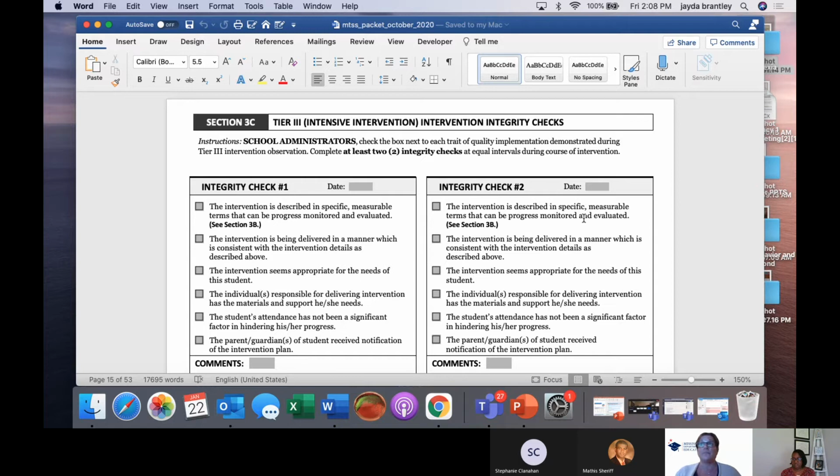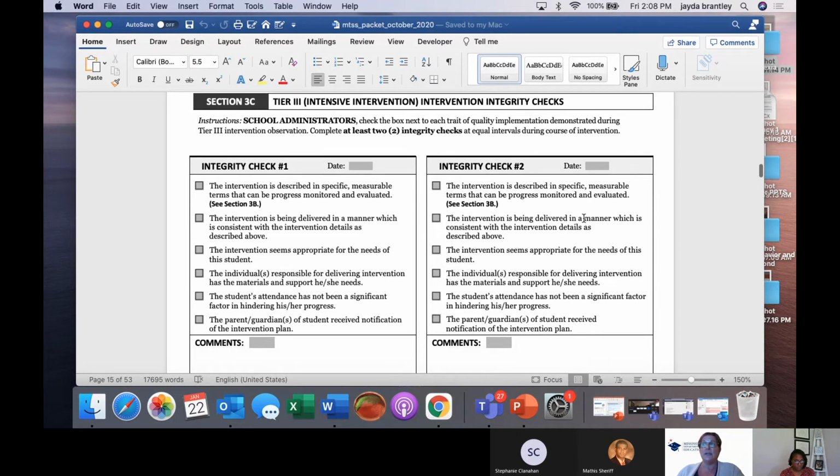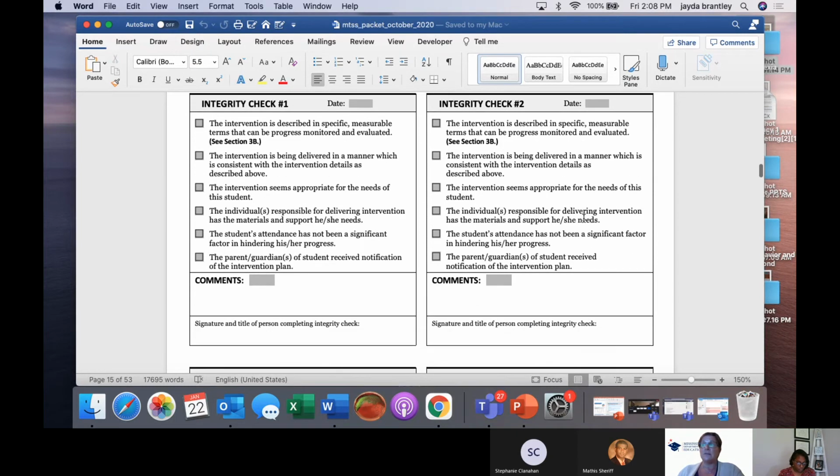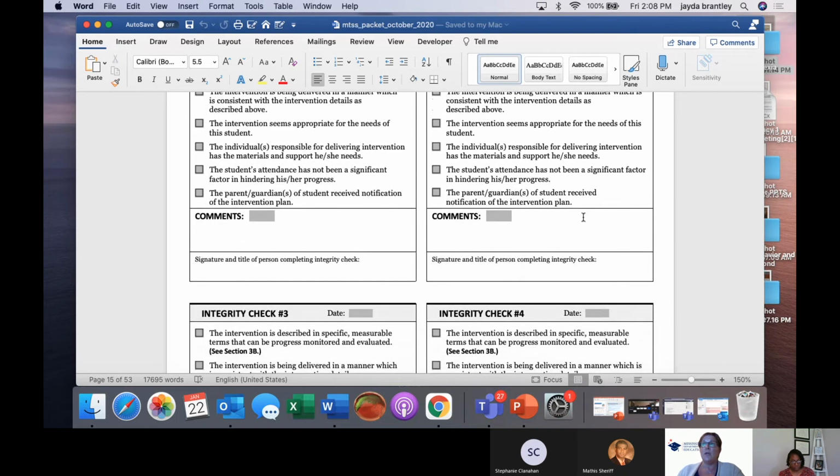Right. Okay. All right. We have these integrity checks at tier 3 as well. So same as tier 1. Okay. Again, and I didn't point this out earlier, but just making sure that the parent understands the intervention plan too. I think that if I could go back to being a school interventionist, maybe I could have done a better job of discussing the intervention plan with the parent.